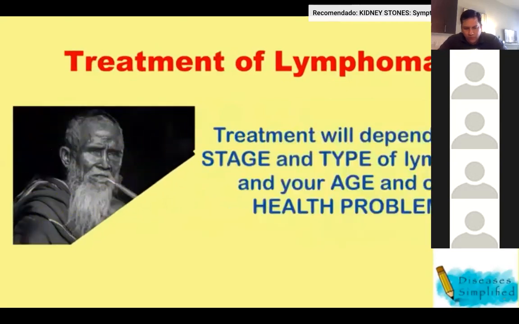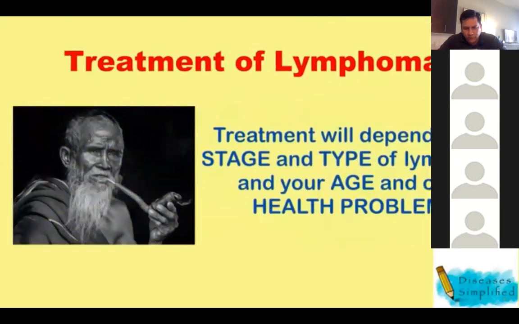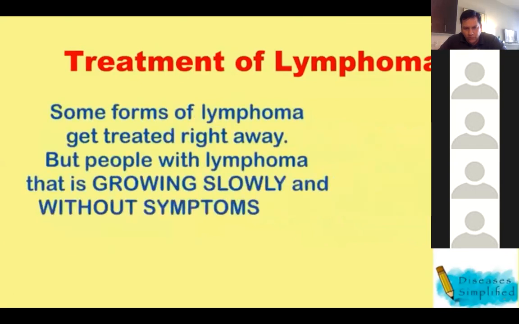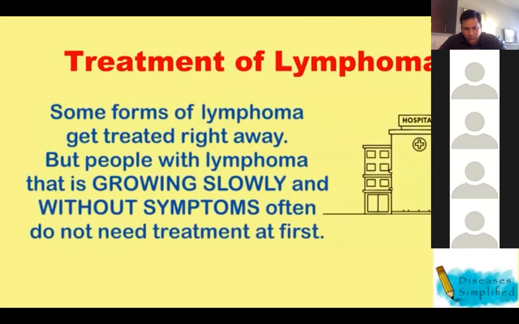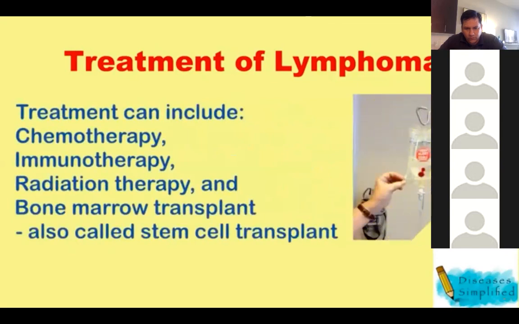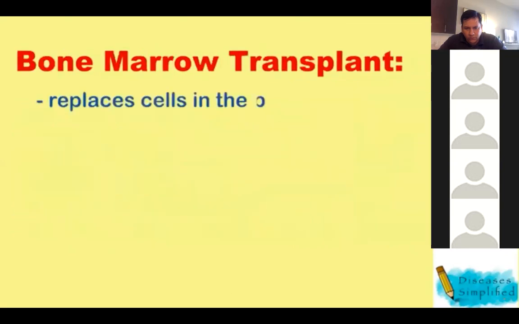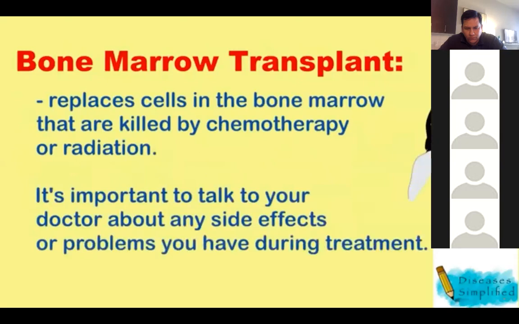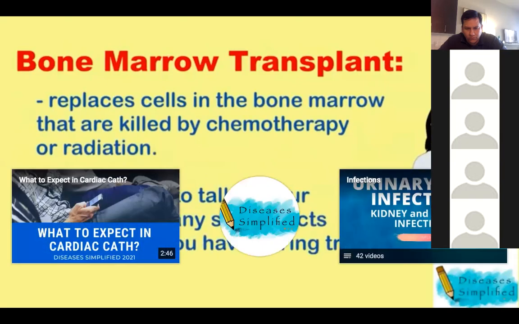Treatment will depend on the stage and type of lymphoma and your age and other health problems. People with some forms of lymphoma get treated right away. But people with lymphoma that is growing slowly and not causing symptoms often do not need treatment at first. Treatment can include chemotherapy, immunotherapy, radiation therapy, and bone marrow transplant, also called stem cell transplant. This treatment replaces cells in the bone marrow that are killed by chemotherapy or radiation. It's important to talk to your doctor about any side effects or problems you have during treatment.